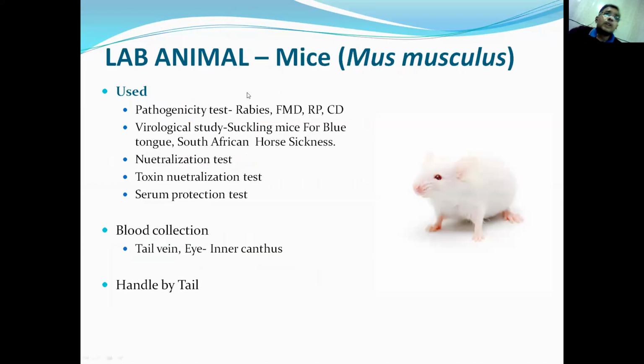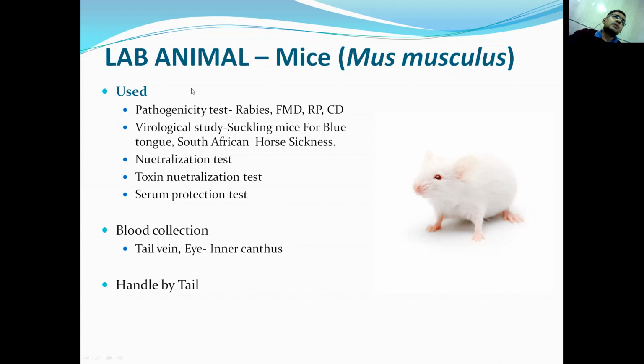First we will start with mice, generally named Mus musculus. We will see the use, blood collection, and how we can handle them. Later we will see how we can go for administration of drugs, what the different methods are, and from where we can collect the blood. And at the end we will see the summary of physiology and other parameters of this important laboratory animal, and then we will conclude our class.